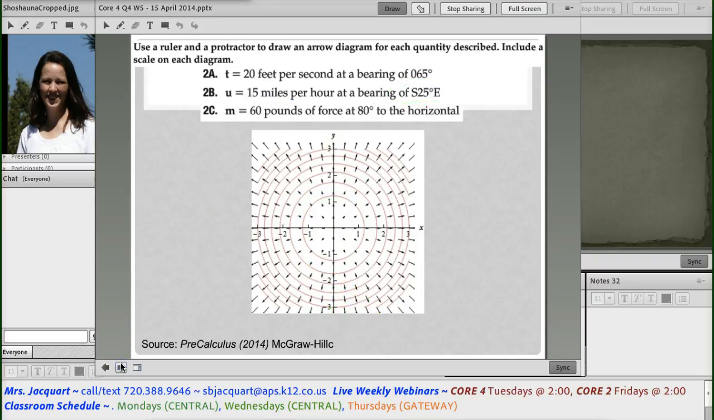So now let's look at 60 pounds of force. So 1 will equal 20. So if we go out 60, that's this circle here. And then that's 80 degrees from horizontal, so that means it's up here. That's 80 degrees. And let's do a green vector. There's our initial, there's our terminal, and then we're going to do a vector to the green.